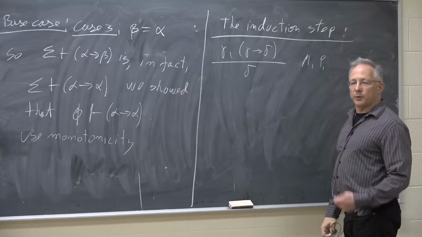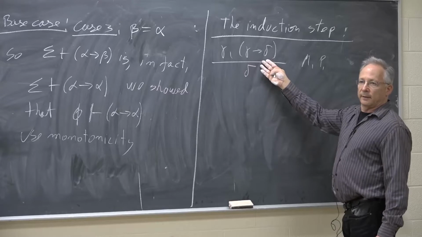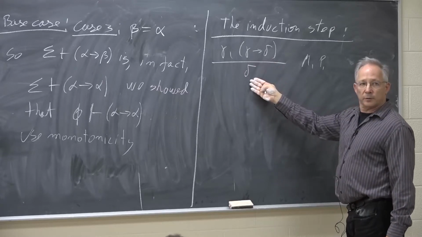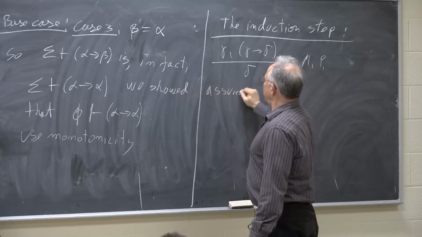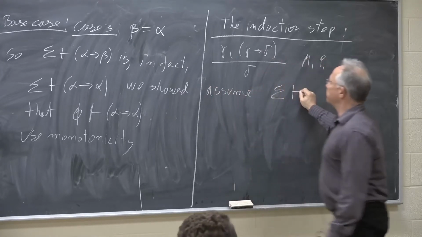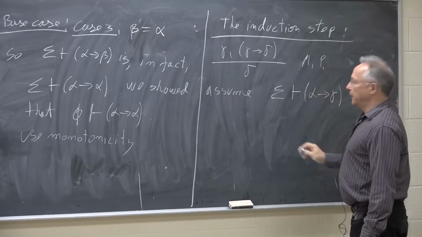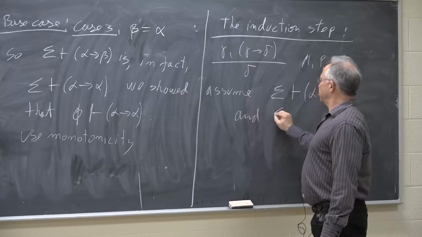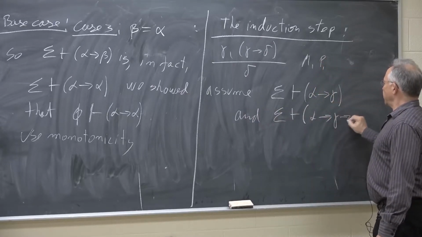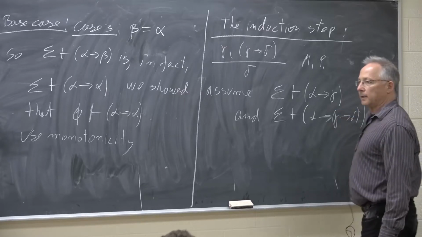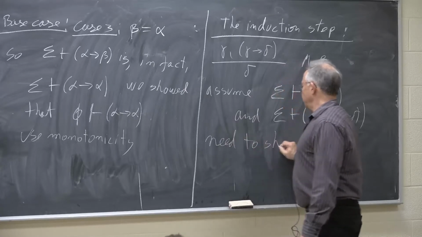So now we may have to assume that what we wanted to prove holds for the inputs and should show it for the output, right? So we assume, what do we need to show? We have to assume that sigma can prove alpha arrows gamma, and sigma can prove alpha arrows, gamma arrows delta. And we need to show, what do we need to show?